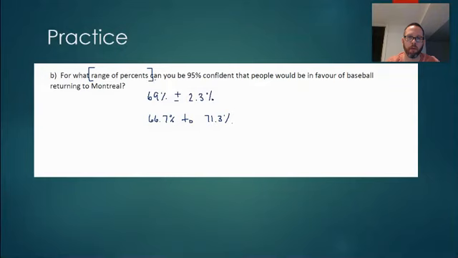So what we could say is that 69% of people in Montreal want baseball to come back. The statement is accurate within 2.3%, 19 times out of 20. Or you could say we're 95% confident that 66.7% to 71.3% of people want baseball back in Montreal.